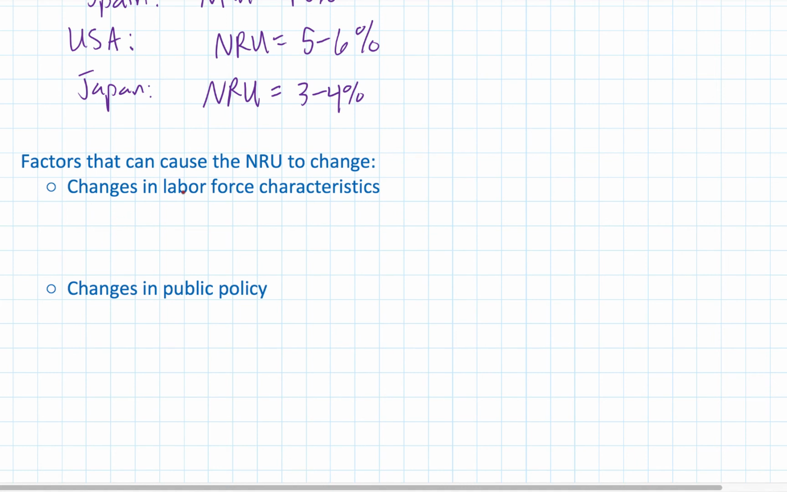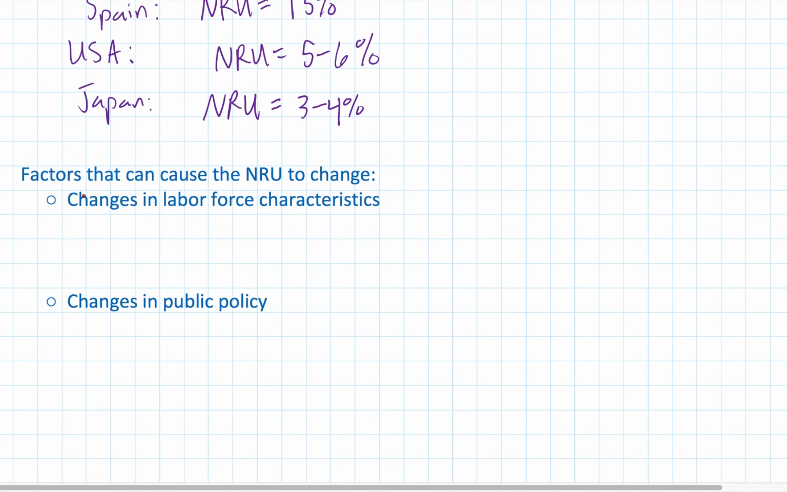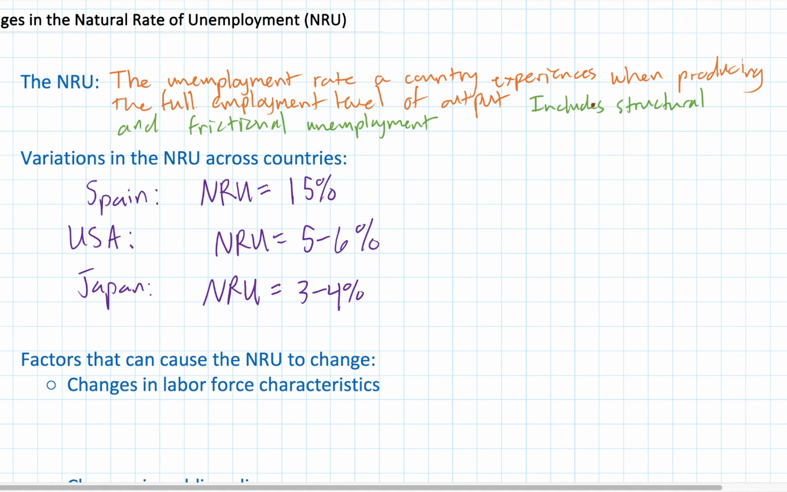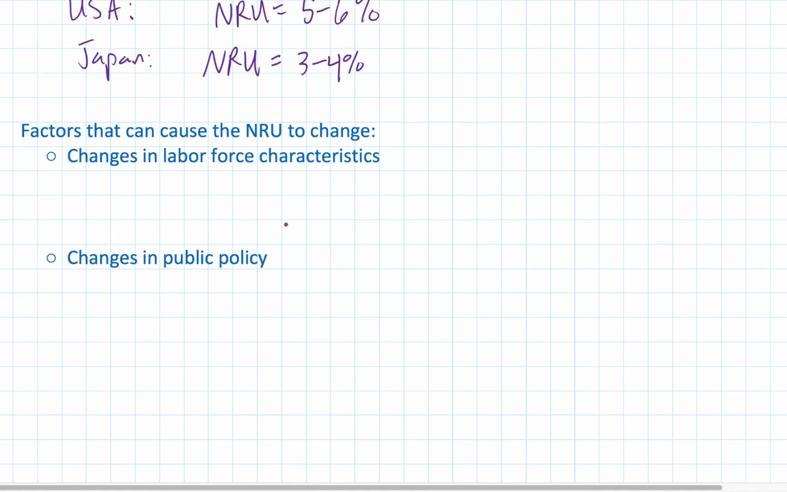So there are some things that can cause it to change over time, though. And the first we want to discuss is changes in labor force characteristics. For example, we know that the natural rate includes those who are structurally and frictionally unemployed.